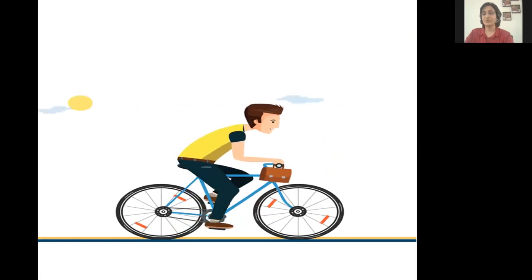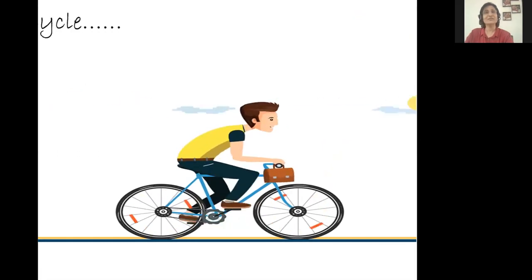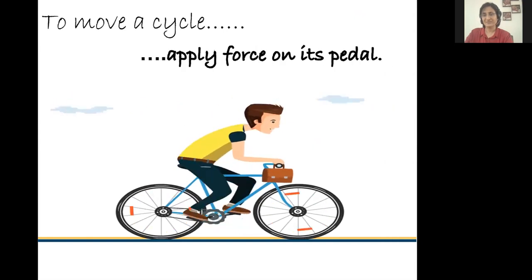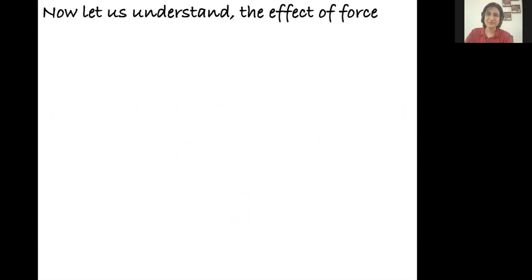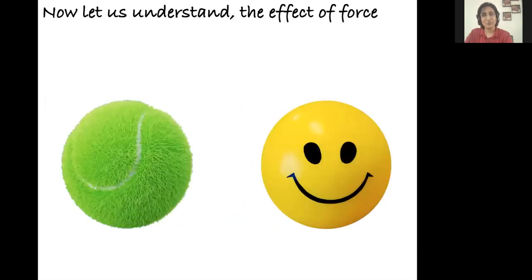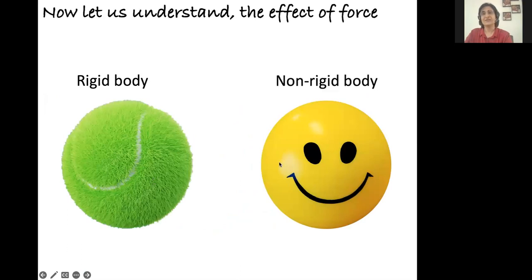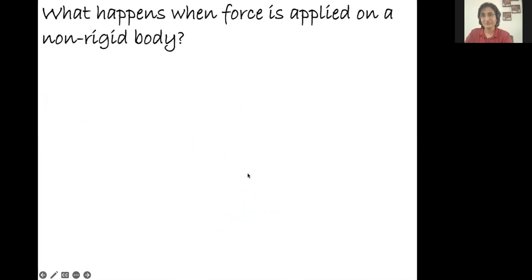You apply force on the pedal of the cycle so that the cycle moves, right? So today we are going to study the effect of force on bodies, such as this green ball, which is like a rigid body, hard, and a soft, that is non-rigid body. So let's see what happens when forces are first applied on a non-rigid body.